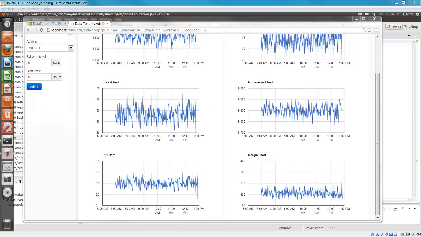This concludes this demo, and it highlights the ability of the DataTorrent platform to horizontally scale and handle massive amounts of dimensional data.